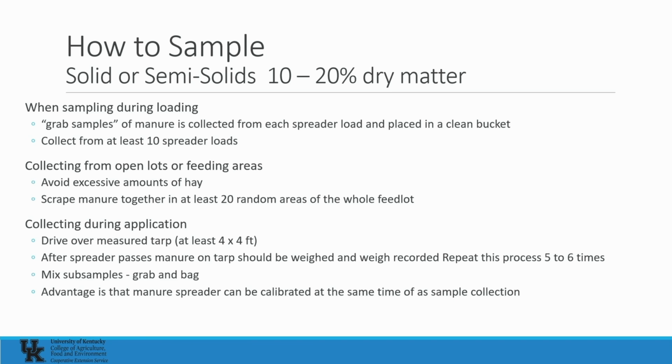So we're going to take a scoop of manure, kind of scrape some together in a little area, kind of mix it, take a little scoop and put it in our 5-gallon bucket. We want to make sure that we don't have so much hay.